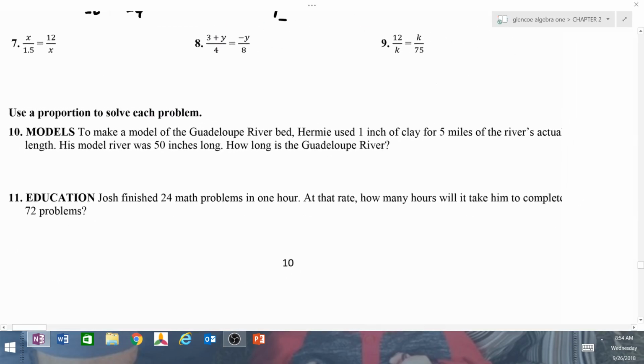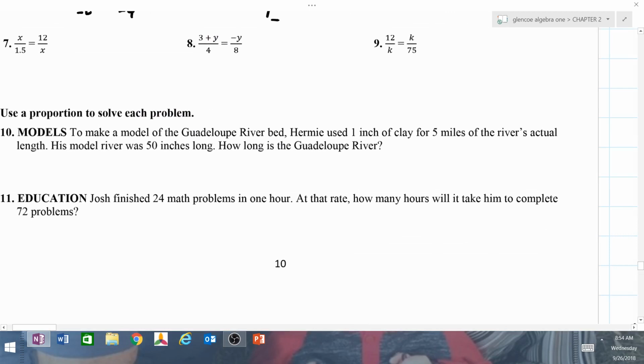To make a model of the Guadalupe riverbed, Hermie used 1 inch of clay for 5 miles. So he said 1 inch equals 5 miles. Or you could say 1 inch is to 5 miles. The model river was 50 inches long. How long is the Guadalupe River? So the model that he did, the river was 50 inches. And we want to know the actual length of the Guadalupe River.